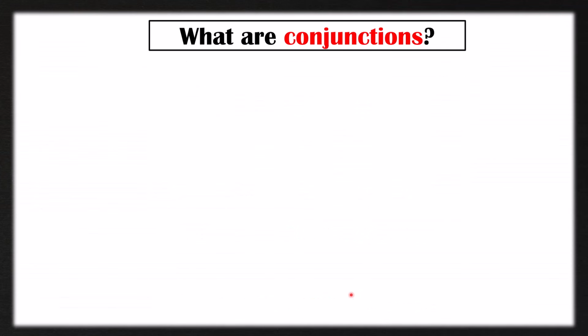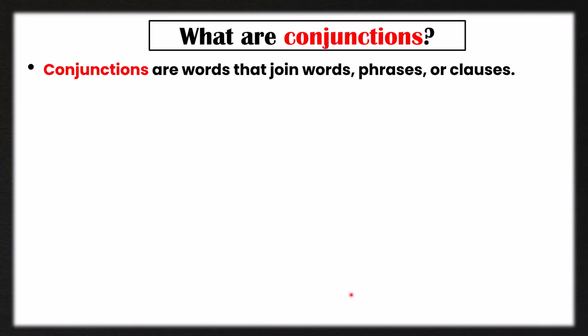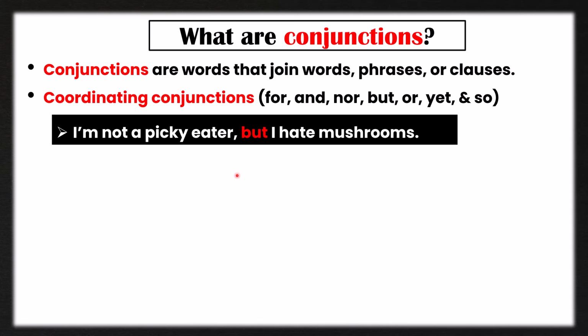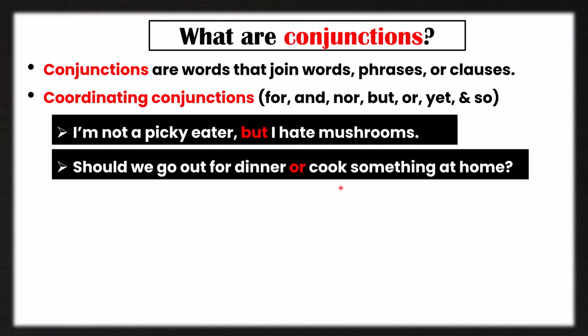And next we have conjunctions. And conjunctions are words that join words, phrases, or clauses. There are different types of conjunctions. The coordinating conjunctions are easily remembered with FANBOYS: for, and, nor, but, or, yet, so. For example, I'm not a picky eater, but I hate mushrooms. But is a coordinating conjunction. Should we go out for dinner or cook something at home?